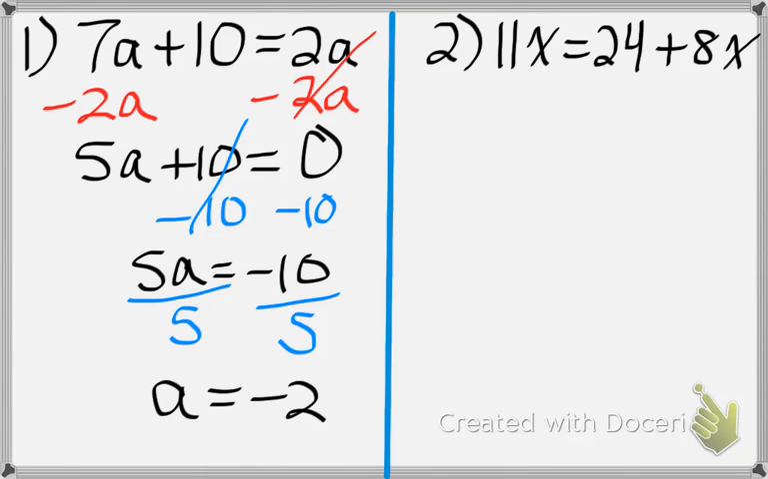Start by moving your smaller variable towards your bigger one. Your smaller one is positive 8x. The opposite of that is negative or minus 8x. That's what you should move to avoid any negatives.